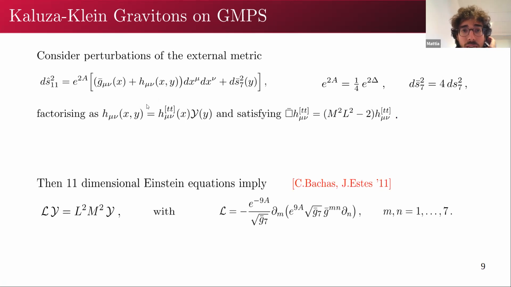Then Bachas and Estes, in this nice paper from 2011, showed that for perturbations of this kind, the 11-dimensional Einstein equations transform into an eigenvalue problem, whose eigenfunctions are precisely the external parts of these perturbations, and whose mass operator depends on the details of the internal geometry at hand. So computing the Kaluza-Klein spectrum for the gravitons, in this case, amounts to solving this eigenvalue problem with this specific form of the mass operator.